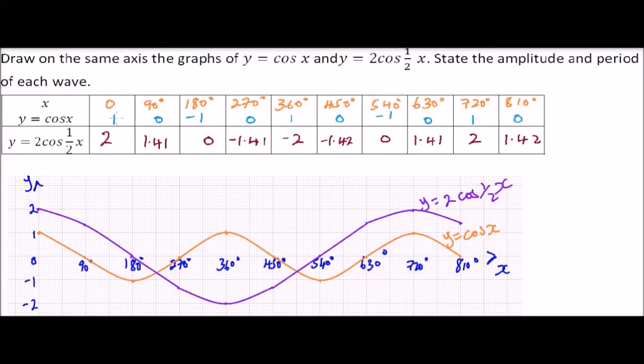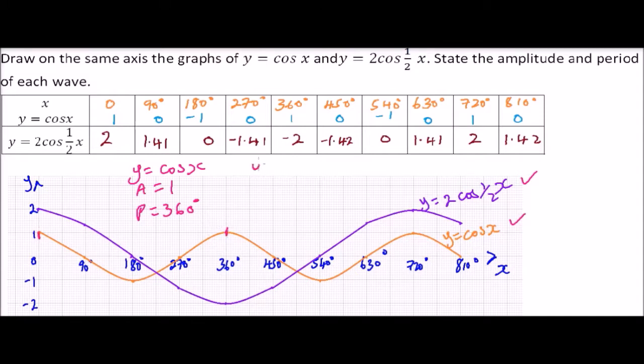These are the two graphs of the two functions: y = cos x and y = 2 cos (1/2 x). We notice that for y = cos x, the amplitude is 1 and the period is 360 degrees. That is from there up to here.